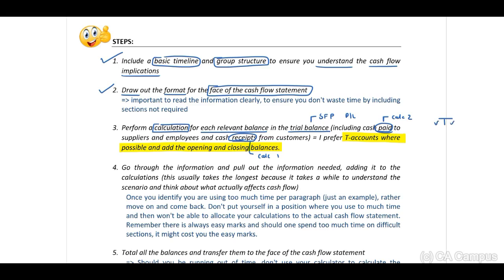Therefore, this, my step number 3, I have already included T accounts, and we now need to include opening, closing, and so forth. Step number 4, you now need to go through the information in detail and pull out the information that you need by adding this to your calculations. And very important, as and when you have completed a calculation and you have identified the cash flow effect, please transfer this to your cash flow statement. Very, very important. Please try to not waste time.